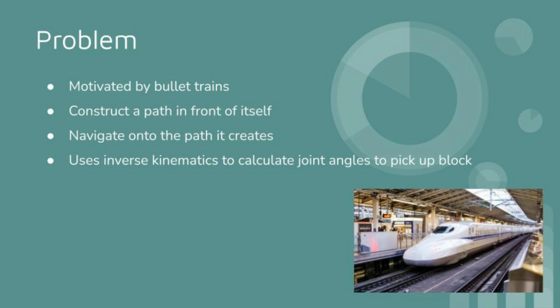What happens is we have our spawning mechanism spawn a block into the wall. Then the robot uses inverse kinematics to navigate its end effector to the block, pick it up, and place it in front of itself. Then the robot navigates onto the block it just placed. By repeatedly doing this, the robot is able to generate its own path as it goes and just infinitely make its own track.